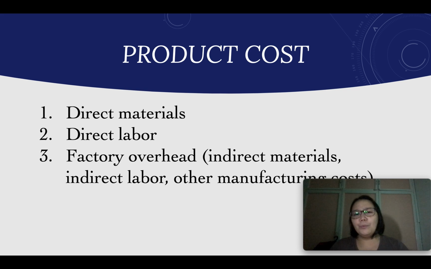Okay? So, for the factory overhead naman, 'di ba? It includes again indirect materials which I have already explained earlier, indirect labor as well as other manufacturing costs. So, the other manufacturing costs that I am referring to here is of course number 1 the rent for the factory space. We have the utilities, 'di ba? Insurance of the factory space. We have the depreciation of the sewing machines used in production. So these are all considered as other manufacturing costs, part of the factory overhead.